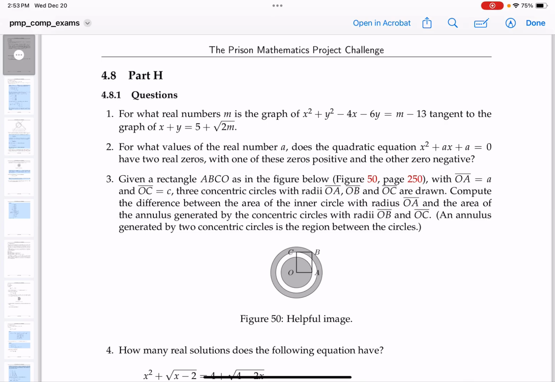Okay, for problem number one, it says for what real numbers m, so m is a real number, is the graph. Well, looking at that, looks like a circle. And then they go on and say tangent to the graph of, and that looks like a line. So let me go to the whiteboard and try to visualize what they're asking for, and then I'll try to find out what m is.